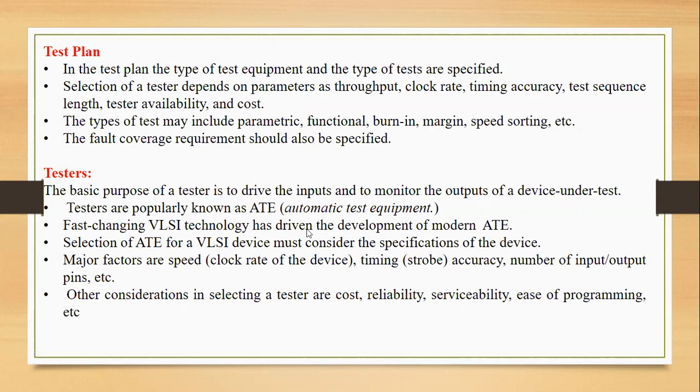Fast changing VLSI technologies have driven the development of modern ATE also. So there is a change in technology, and we have changes in the ATE, automatic test equipment, also. Selection of ATE for VLSI devices must consider the specifications of the devices. So the type of testing equipment should be selected based on the application itself. What type of specifications you need, what the consideration is, and what type of application it is should be known, and we'll be using that equipment. Major factors are speed, clock rate and device timing, scope, accuracy, number of input-output pins, etc.